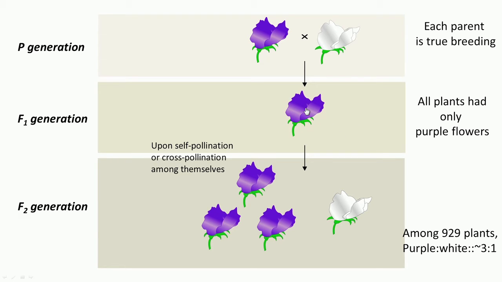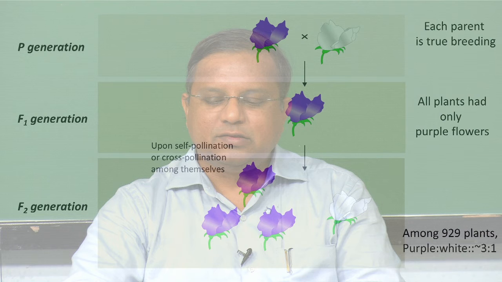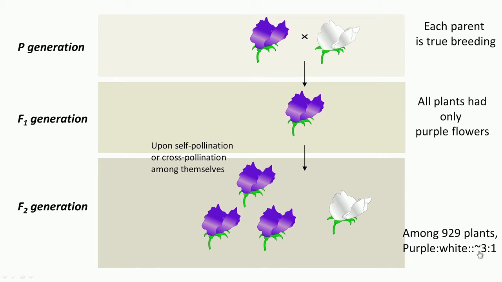So, when that happened, in the F2 generation something strange happened. He had studied about 900 and something plants, here among 929 plants, about 3/4 of the flowers were purple and 1/4 was white approximately, a very large number of plants. So, the white color which was missed in the first generation made an appearance in the second generation. That is what he found.